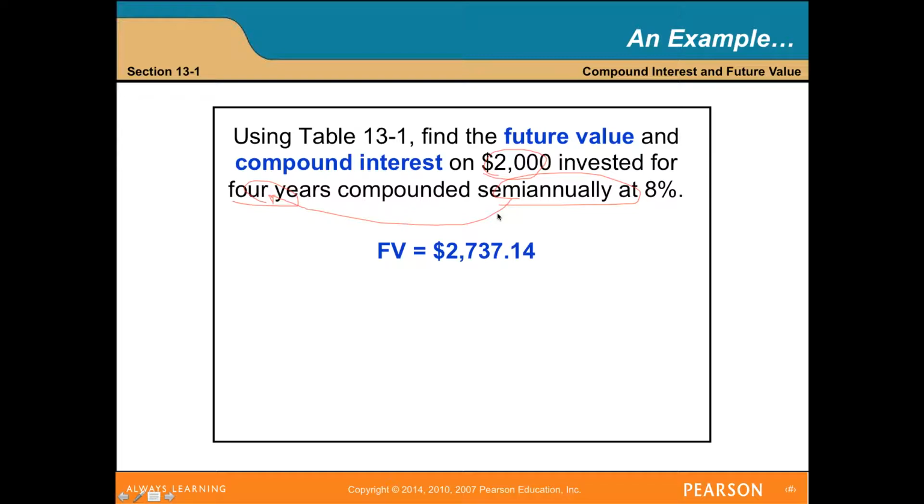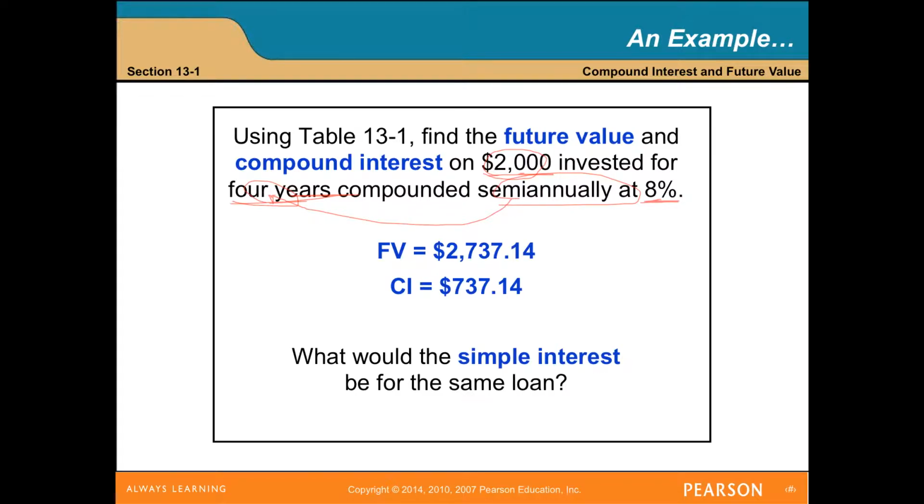And the answer, if you'd like to work it out, comes out to $2,737.14. Basically you take the $2,000, find the appropriate rate per period and the number of periods, and then use the method that was previously shown in the other slides. The compound interest is $737.14. What would be the simple interest of the loan?